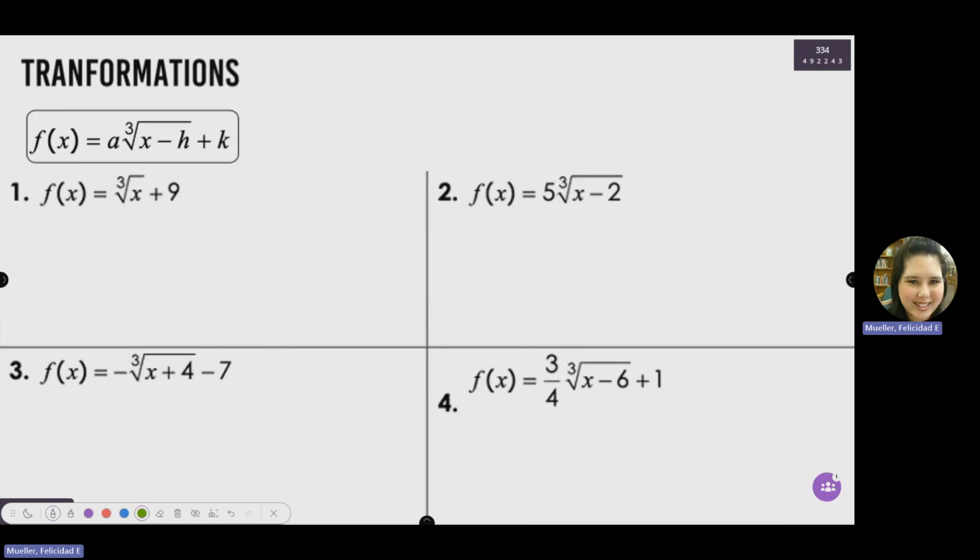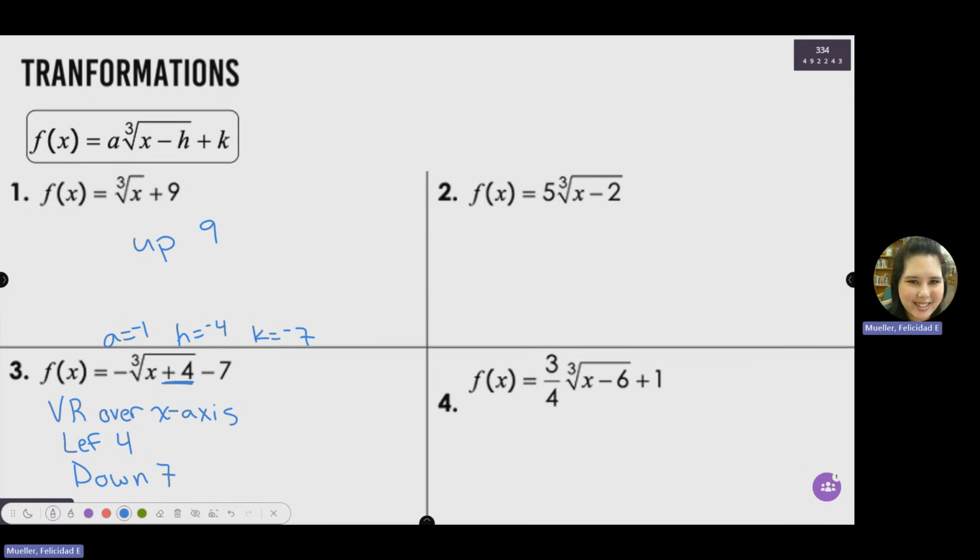All right, let's take a look at number 1. I have a k value, so this is going to go up 9. We're going to jump to number 3. A is -1, h is -4, k is -7. Do remember, and I didn't specify it earlier, that on the inside, it is opposite of what you see. So this would be a vertical reflection over the x-axis. It would be left 4 units and down 7.